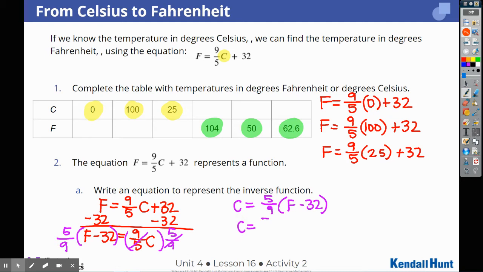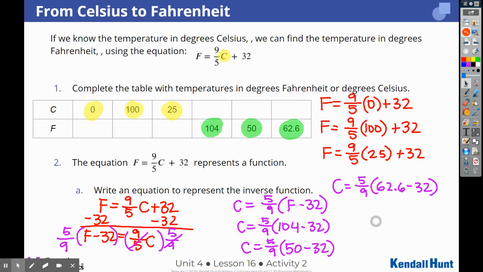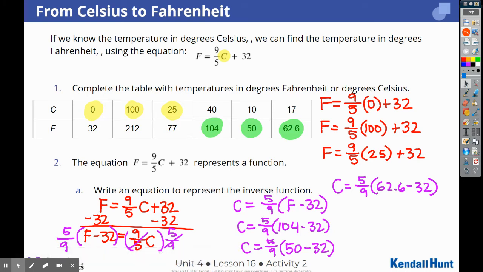So we could plug in 5/9 times 104 minus 32. 5/9 times 50 minus 32. And the last one would be 5/9 times 62.6 minus 32. And that would allow us to find those answers more quickly. And you should have gotten 32, 212, 77, 40, 10, and 17.